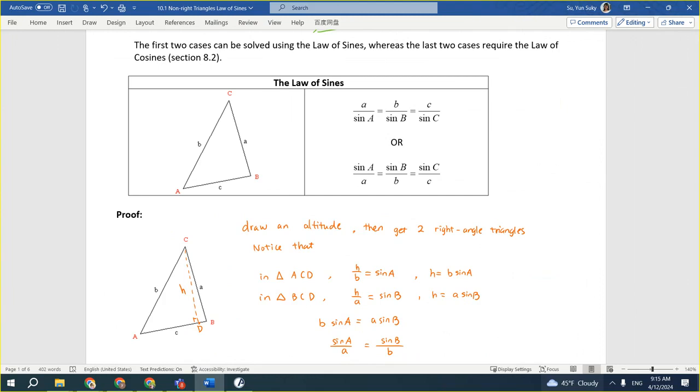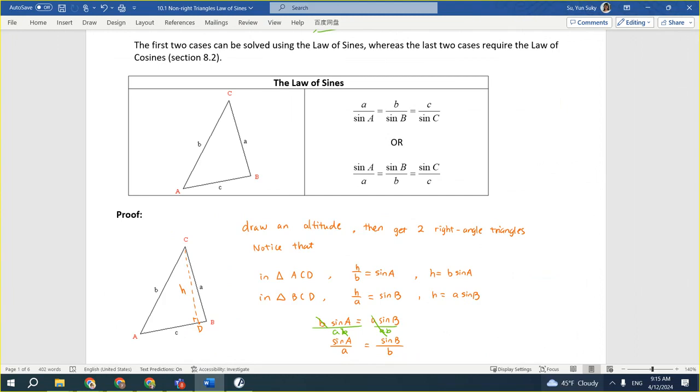Both sides divided by A and B. Here A cancels, here B cancels. Therefore, you get sine A over A is sine B over B. Okay, everybody?